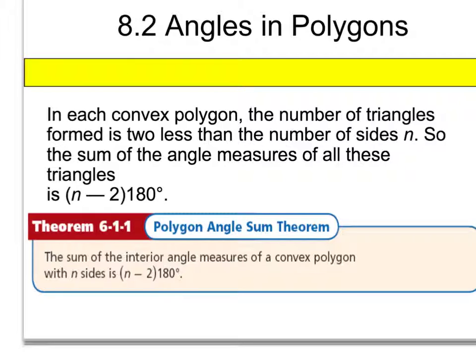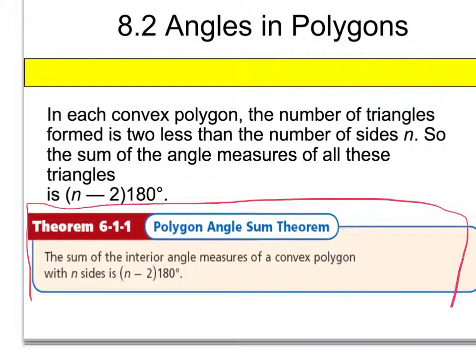The very first note I want you to write down here today is going to be the polygon angle sum theorem. Please write down the bottom piece of this. Don't worry about the top. I'll read through the top right now, but just focus and write down in your notes that bottom piece. It says in each convex polygon the number of triangles formed is 2 less than the number of sides, which is used by the variable n. So the sum of the angle measures of all of these triangles is n minus 2 times 180.